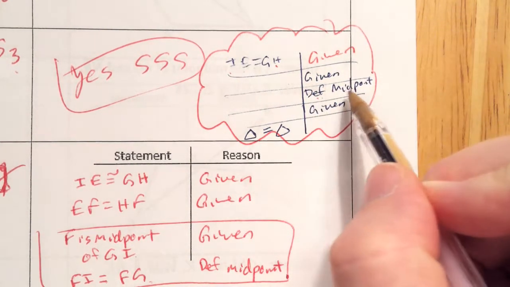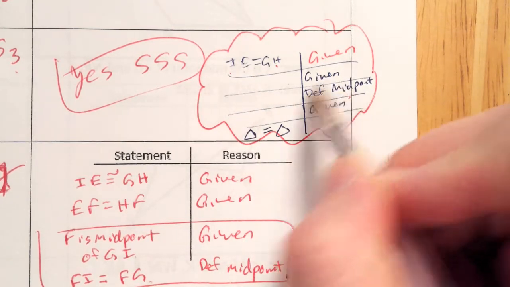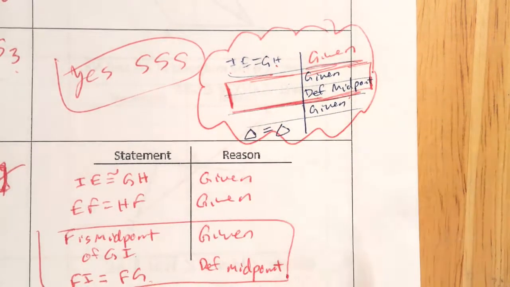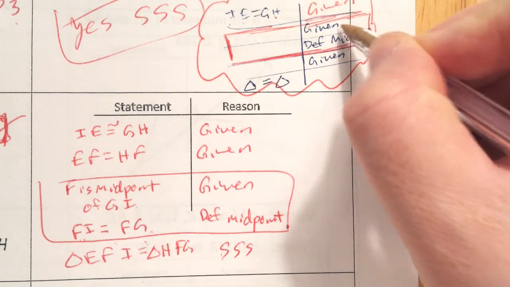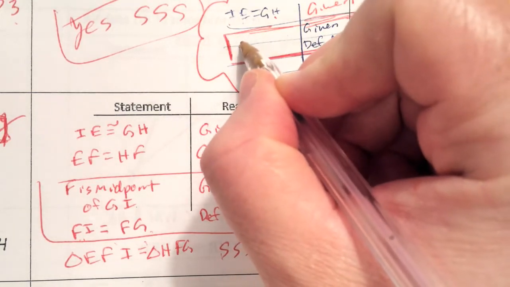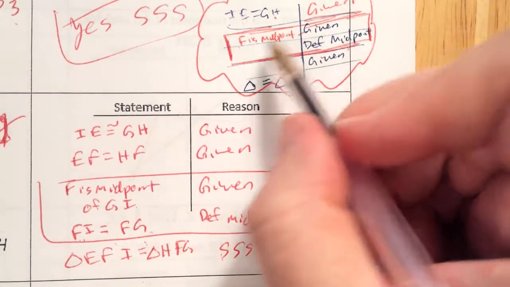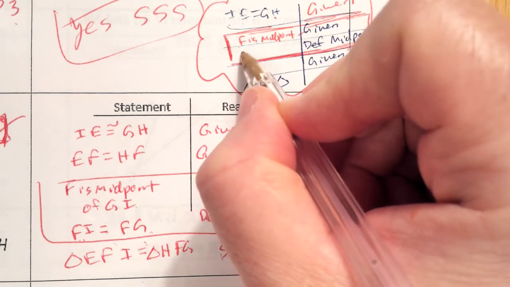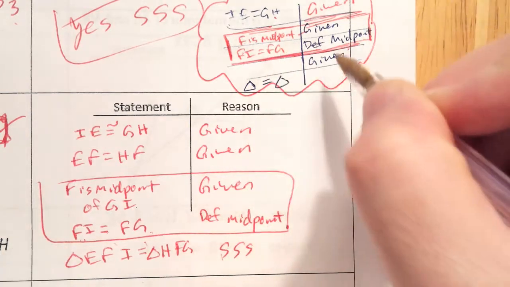Now here's the thing. You see definition of midpoint? That would have to be generated by something that was given to you. So this is the chunk that I was talking about. This chunk stays together. So whatever this given was generated the definition of midpoint. So this would have to be something about the midpoint. So F is the midpoint of blah, blah, blah. That goes here, and we would say that FI is equal to FG.